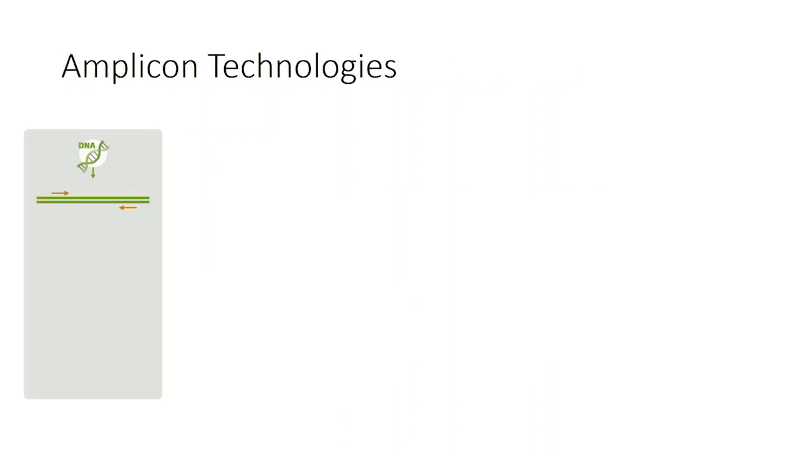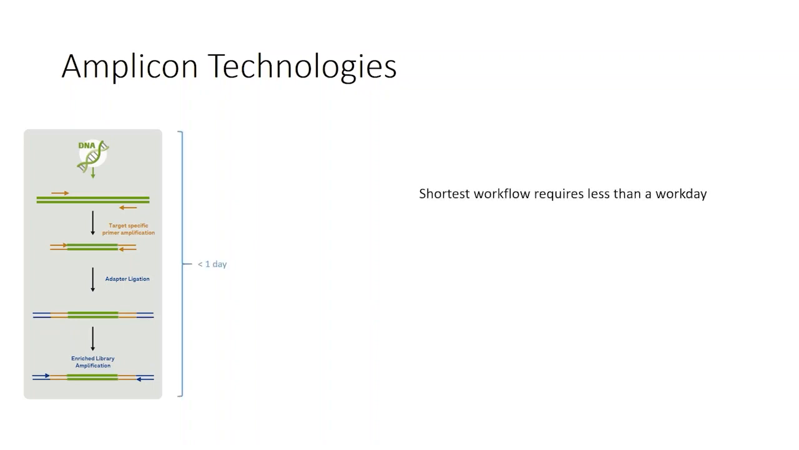Next is amplicon technologies. So again, we start with double-stranded DNA, and we use target-specific primers. This is denoted in brown. These go through PCR, so target-specific primer amplification, and usually this is a limited amount of amplification, so a limited number of cycles. Following this, these universal adapters, again, these sequencer-specific adapters, are ligated onto the ends, and then these libraries are amplified through PCR. So in general, amplicon technologies offer the shortest and easiest workflows, and these tend to require less than a full workday.